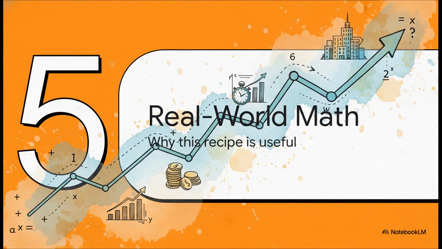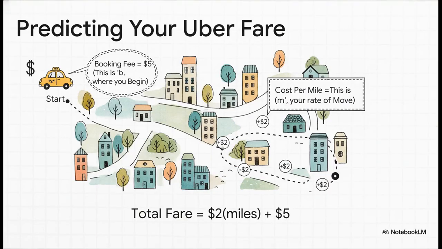So we've got the recipe down, and we know how to avoid the common mistakes. But you might be thinking, why does any of this matter outside of my math class? Well, let's look at a real-world example that shows just how useful this little recipe actually is. Think about the last time you ordered an Uber or a taxi. There's almost always a flat booking fee just to get started, right? Let's say it's $5. That's your b. That's where you begin. Then you're charged a certain amount for every mile you travel.